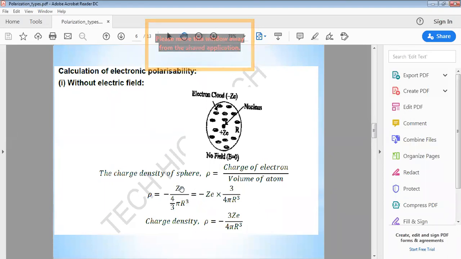E is the charge of the electron, and Z is the atomic number. The atomic number will give the number of electrons, so Z will give the number of electrons.